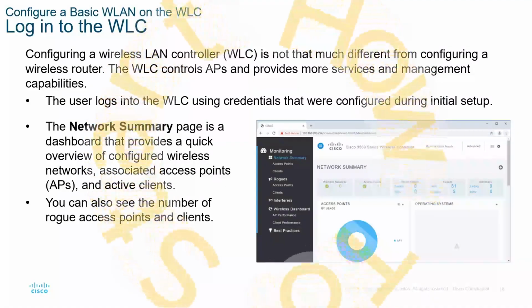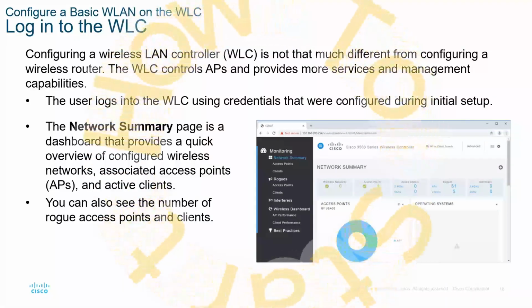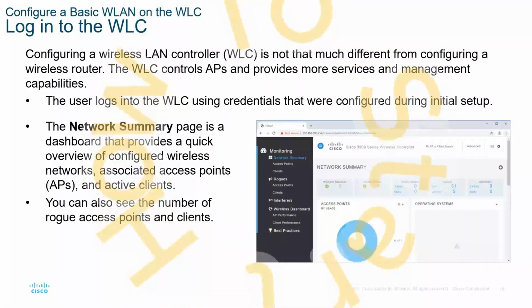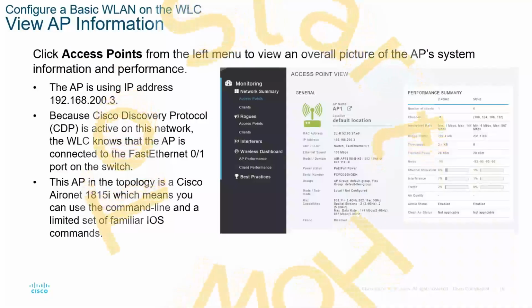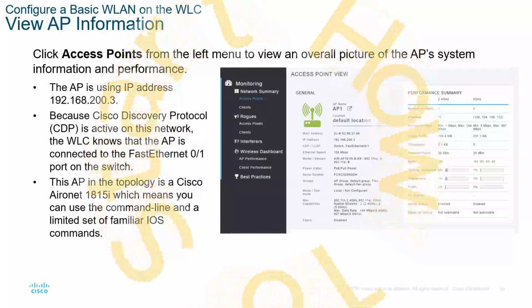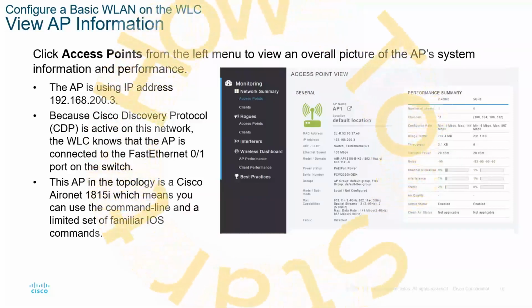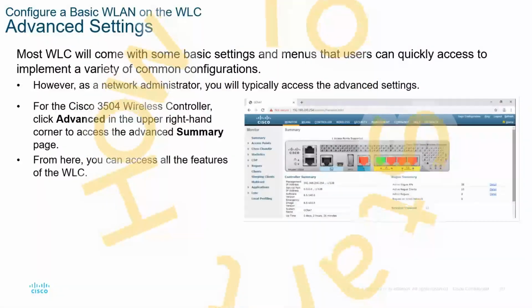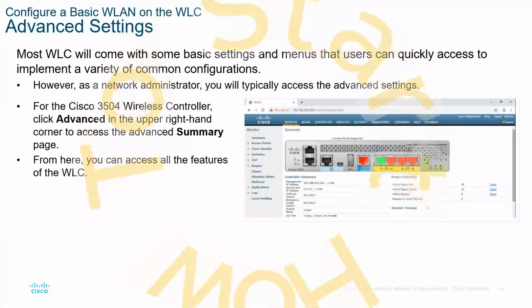So we have to configure the wireless controller. It's not much different from configuring a wireless router. It's just you have to work through it. And we definitely have a lab walking us through step by step how to do this. Once you're in the controller, you want to click on the access points, and that way you can see access point information. This is a very common page for loading our wireless LAN controllers.